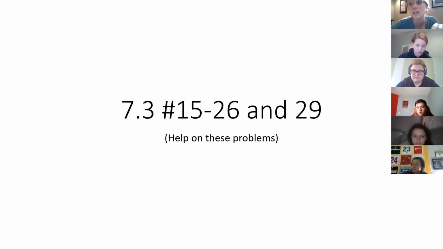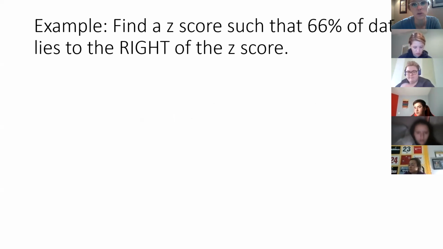So in these problems, you're going to be starting at the table and then finding a Z-score that goes with that, if that makes any sense. And then there's 2 tricks with it. So first one, we'll do an example. We're going to find a Z-score. So again, we're looking for the Z-score so that 66% of the data lies to the right of the Z-score.